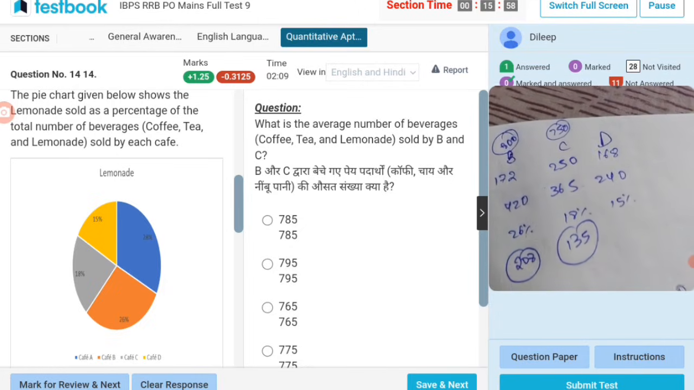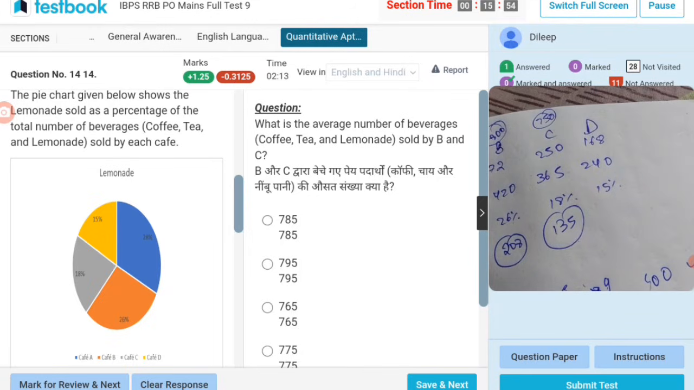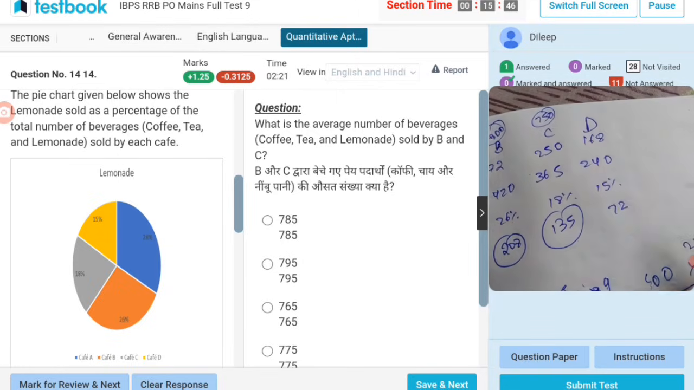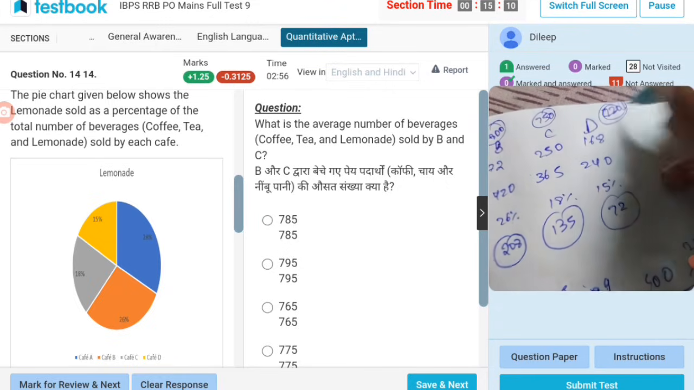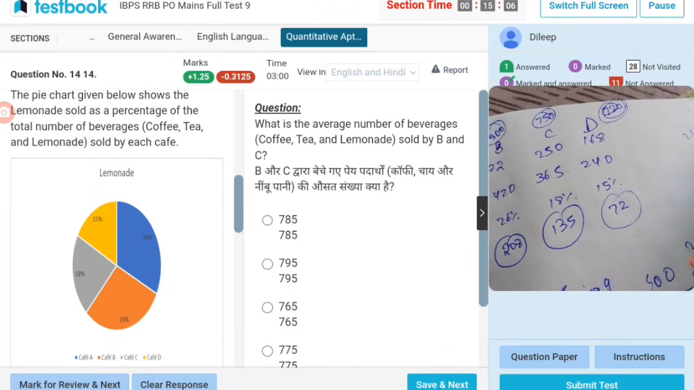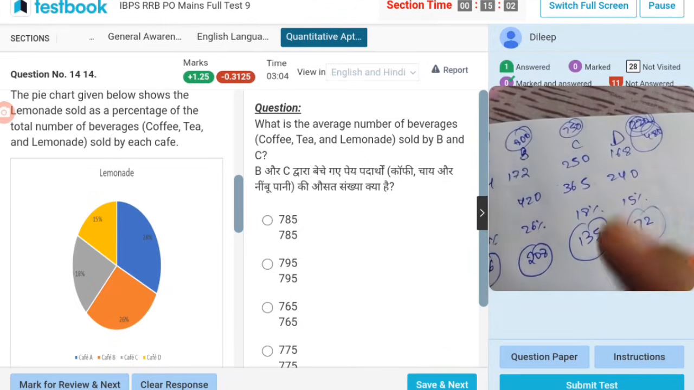Next. 4, 72, footnote 8/15, 15/85, so 720, 72, 480, B and C.